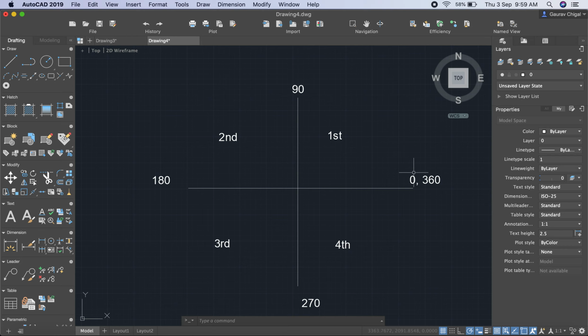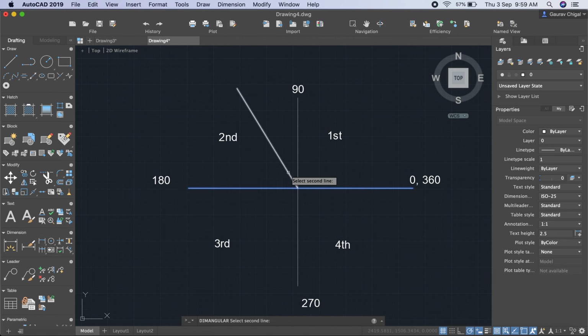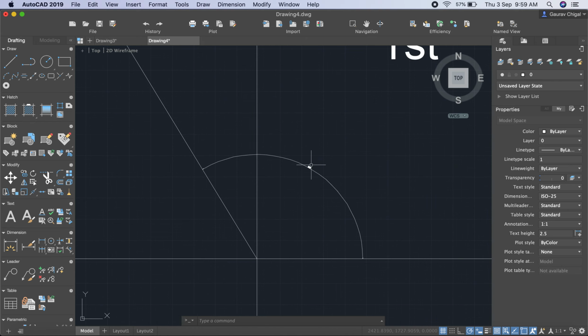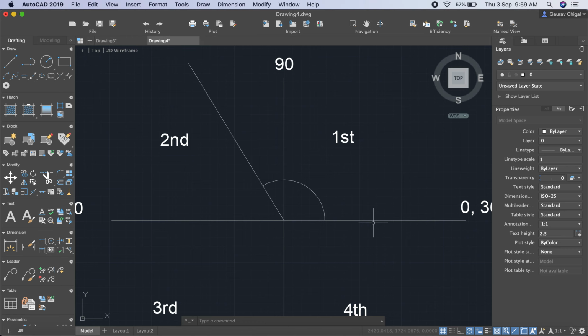So whenever you draw a line at a certain angle, make sure you are moving in anti-clockwise direction, as well as that your angle is always measured from this horizontal line, the x-axis. It is always measured from here, where this angle is 90. Now suppose I make a line here, I just click on the line tool and make a line. The angle defined is always between this line and this line. See, it is 121 degrees. So it is always from this side.